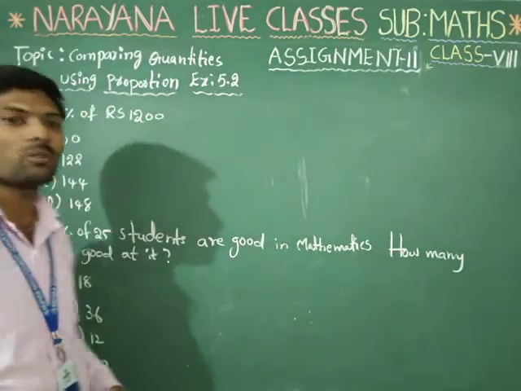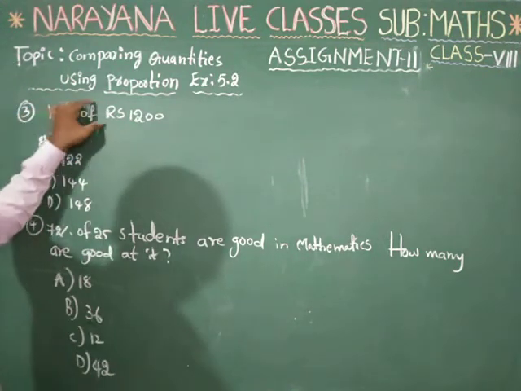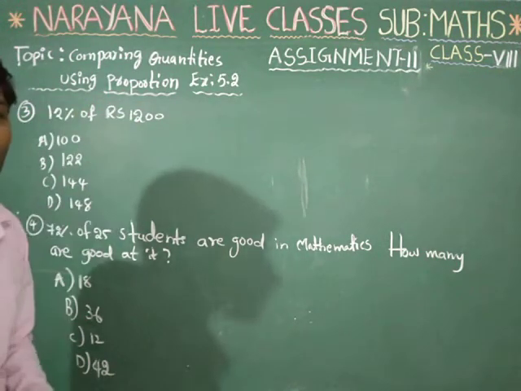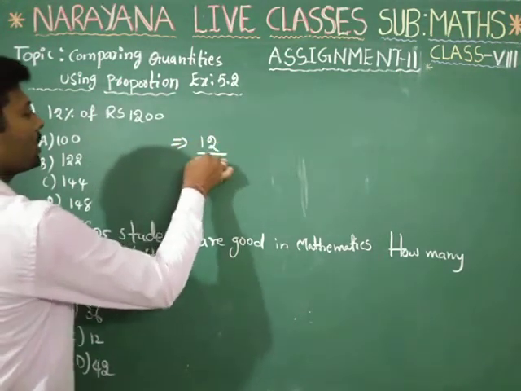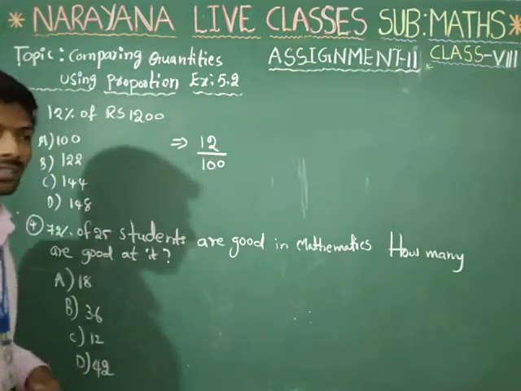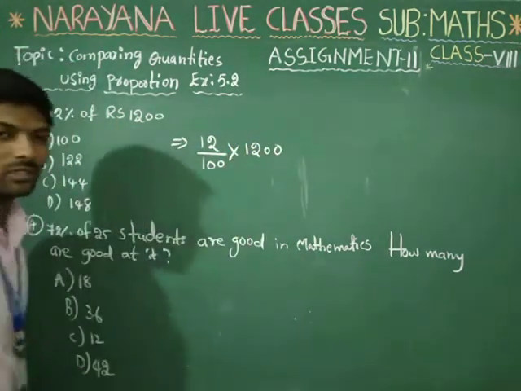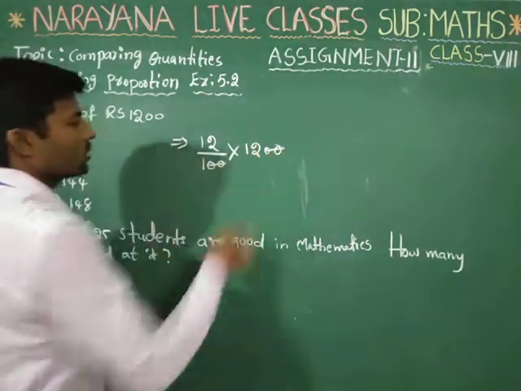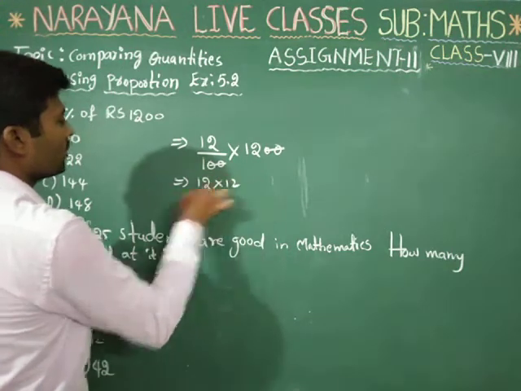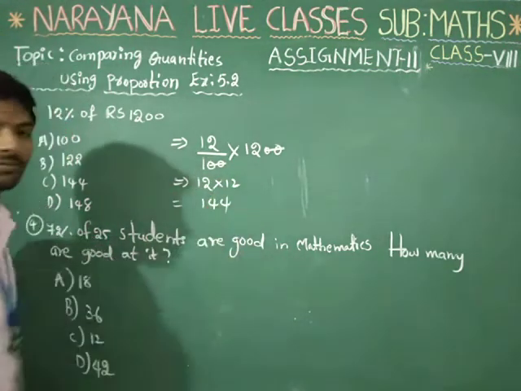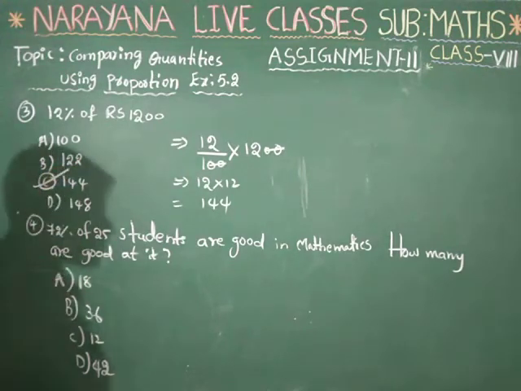So let us move on to the multiple choice questions. That is question number 3. That is 12% of rupees 1200. It can be written as 12% is 12 by 100 into how much? That is 1200. Here 2 zeros will get cancelled. So what is the product of this one? That is 12 into 12 will become 144. So which is the correct option? Option C is the correct option.